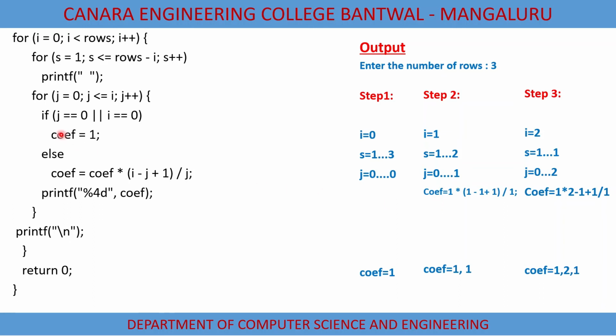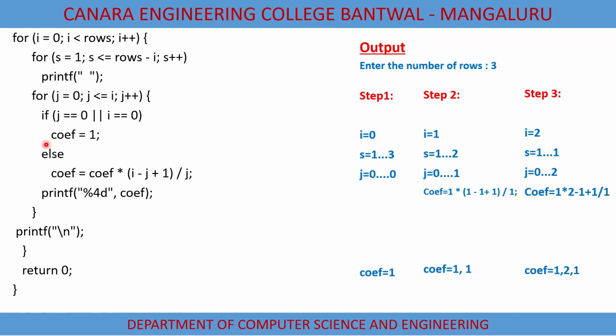So once it enters into that loop, it is going to check again if J is equal to 0 or I is equal to 0. In this case J is 0, again the coefficient value is set as 1, it will not go for the else part, it will print the coefficient value as 1, and again it will re-enter into that same loop, because the J value is still 0, so J will become 1, so J becomes 1 now.